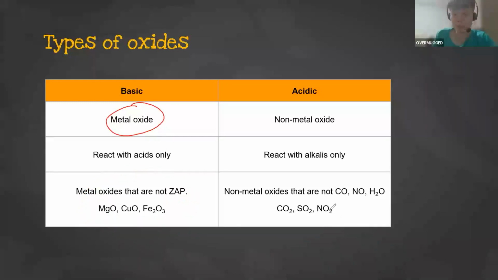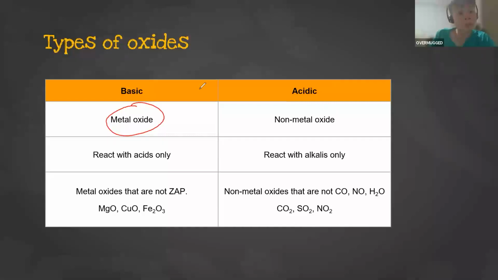For your neutral oxides, we have these three examples just now. Anything that is not these three and is a non-metal oxide, we will classify as acidic oxides. These are the common examples that you will see. So just take note, be very careful. This is carbon monoxide. This is a neutral oxide. Another hint is that these are monoxides, only one O. This one is carbon dioxide. Carbon dioxide is actually an acidic oxide. Carbon dioxide can dissolve in water to form an acid called carbonic acid.